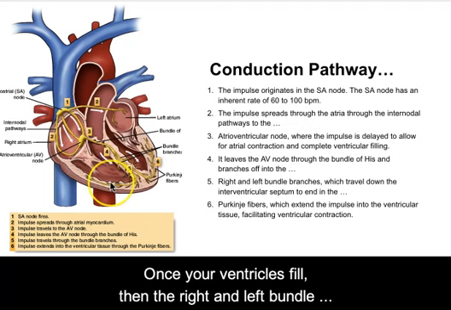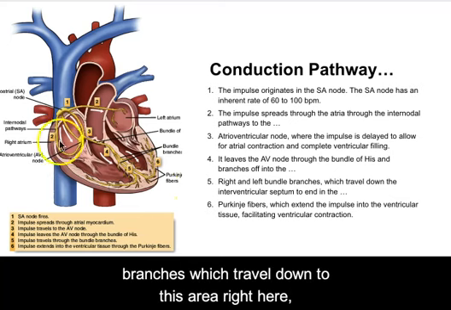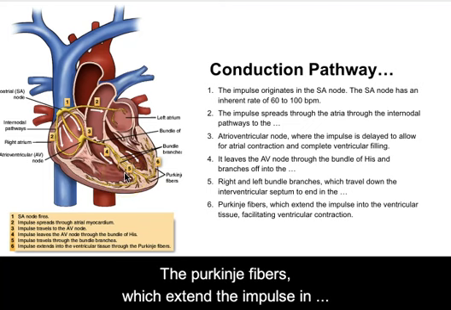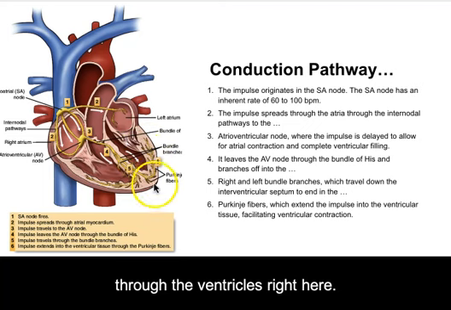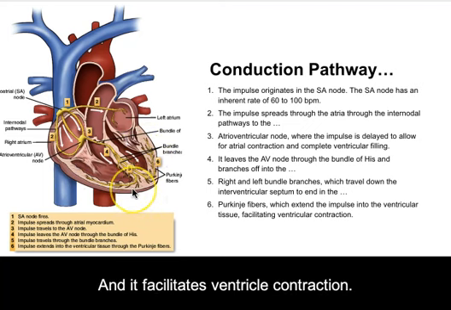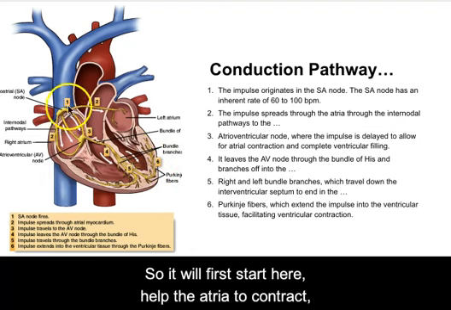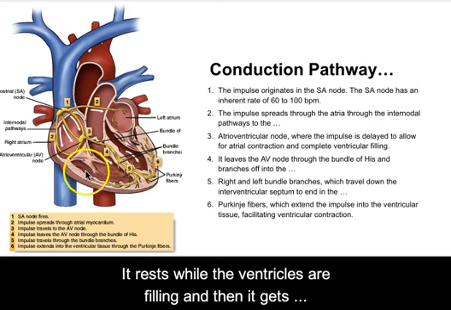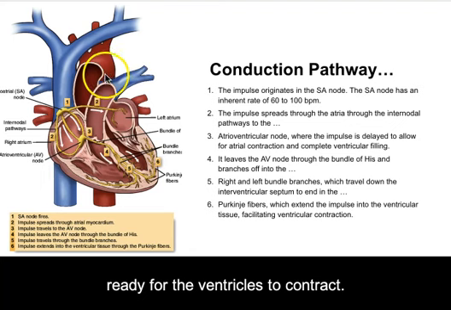Once your ventricles fill, then the right and left bundle branches travel down to this area right here, the septum area, right? The Purkinje fibers extend the impulse through the ventricles right here, and it facilitates ventricle contraction. So it will first start here, help the atria to contract to push the blood into the ventricles. It rests while the ventricles are filling, and then it gets ready for the ventricles to contract.